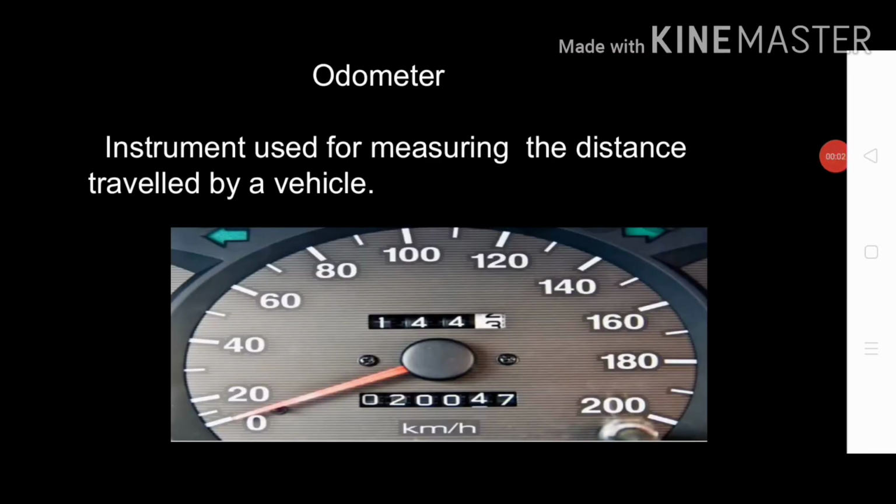There is another instrument that we can see on the dashboards of car, buses, etc. This is called as odometer. This measures the distance moved by the vehicle. Okay, this is known as odometer. Odometer is the instrument used for measuring the distance travelled by a vehicle.